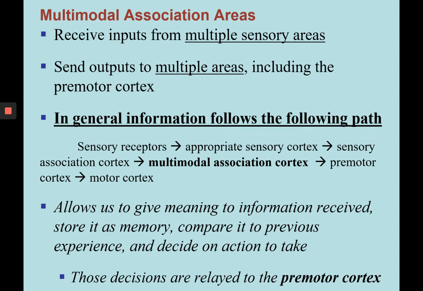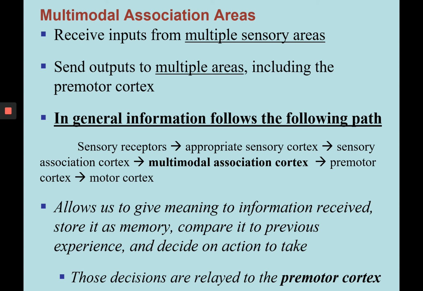So let's look at them in more detail. They're receiving inputs from multiple sensory areas. They are sending outputs to multiple areas. And we want to include part of the frontal lobe called the premotor cortex as something that's involved, we'll say, in the multimodal association areas. So we're involving a lot of sensory stimuli, and those need to be put in order, put together, sequenced. So that's why the premotor cortex is involved. It's really great at that.